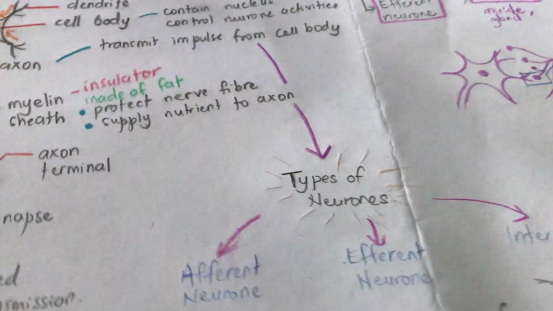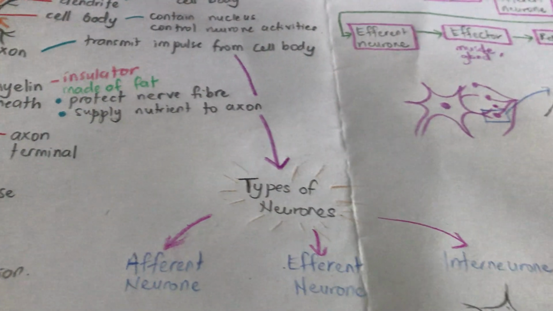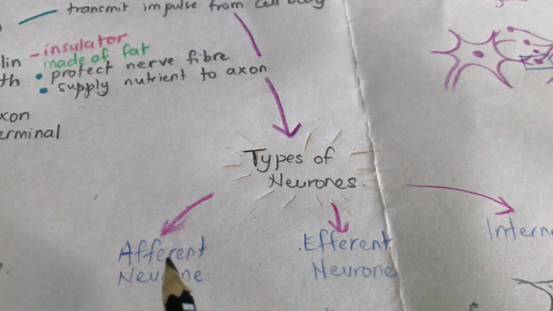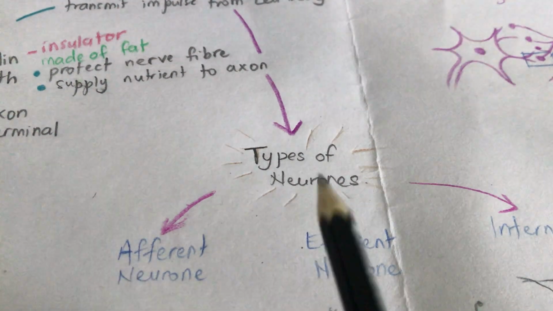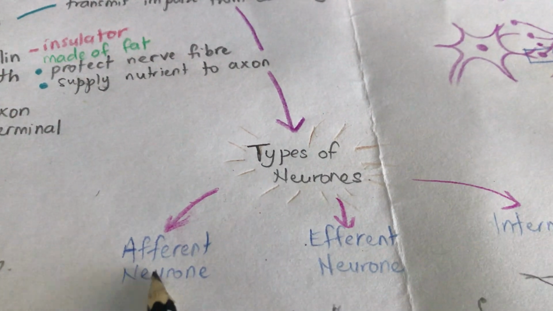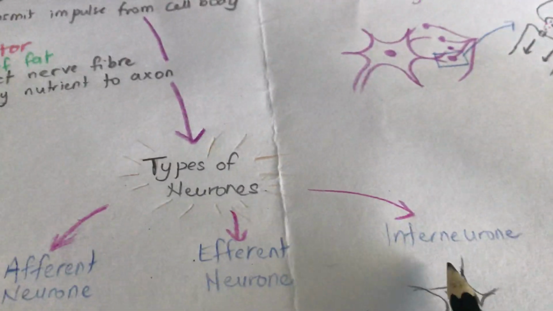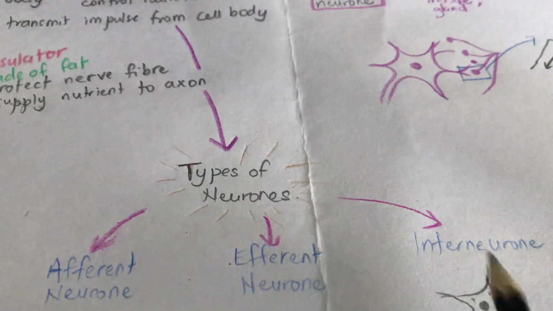We look at types of neuron. There are 3 types of neuron. The first one is the afferent neuron. Okay, ingat A, B, C, D, E. So mesti mula dengan huruf A, afferent neuron. Second one is efferent neuron. The third one is interneuron.